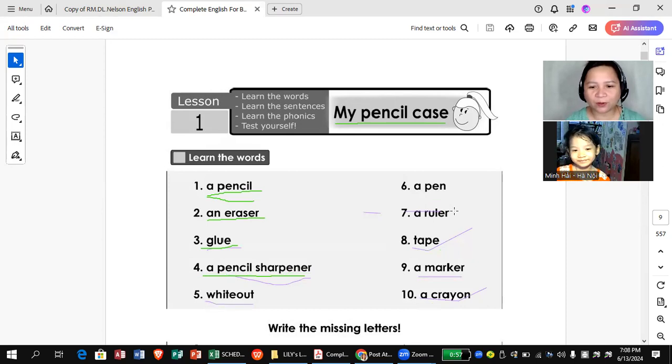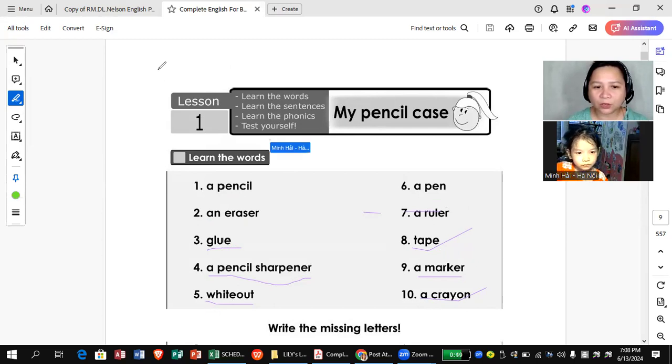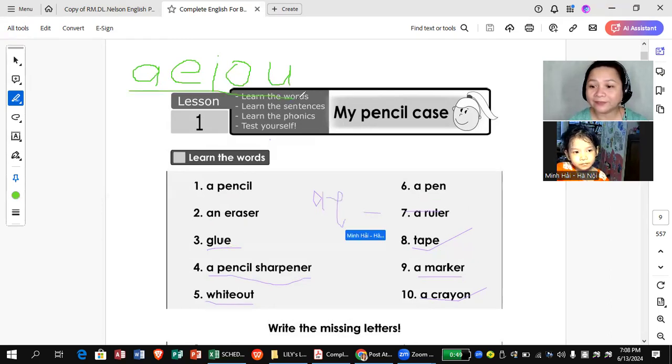Okay, so can you remember about the vowels and the consonants? Okay, so what are the vowels? Do you remember what are the vowels? We have the A, E, I, O, and U. These are called vowels.